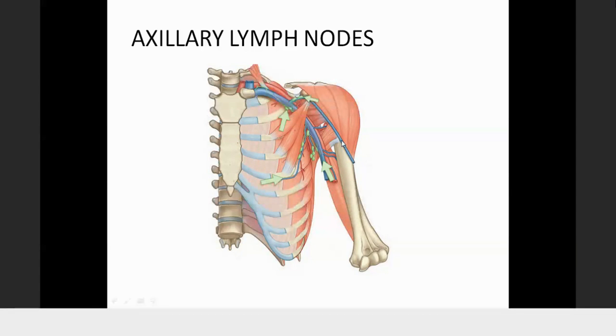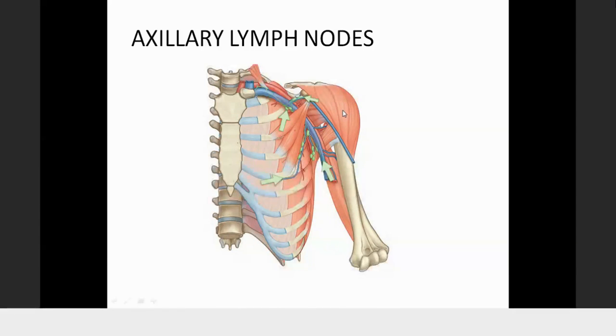This vein, are you able to see? Which vein is this? This is the cephalic vein. The lymph nodes along these cephalic veins may also drain into the apical group of lymph nodes. Okay, which muscle is this?